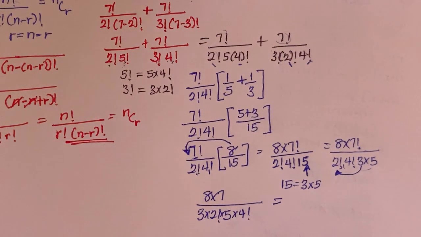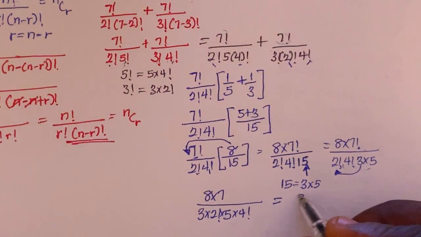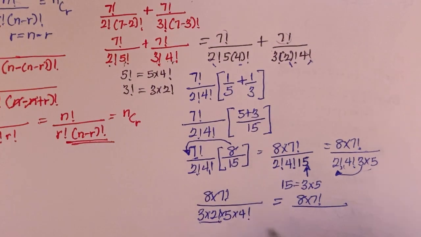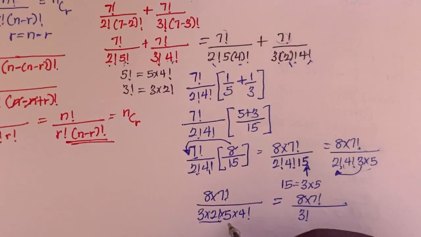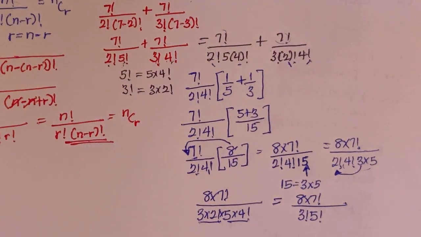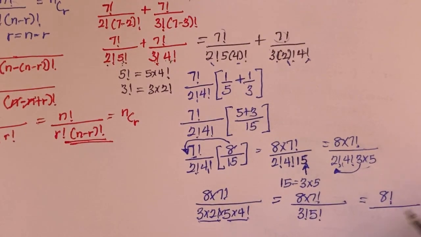So now, let's try and look for what to manipulate again. We have 8, then what can we do again? This is 3 factorial, so that means I'm going to have 8 times 7 factorial, right, divided by 3 factorial, and this is 5 factorial. Can you see this now? So now, I've actually proved it, because if I simplify that, I'm going to have 8 factorial divided by 3 factorial, 5 factorial.